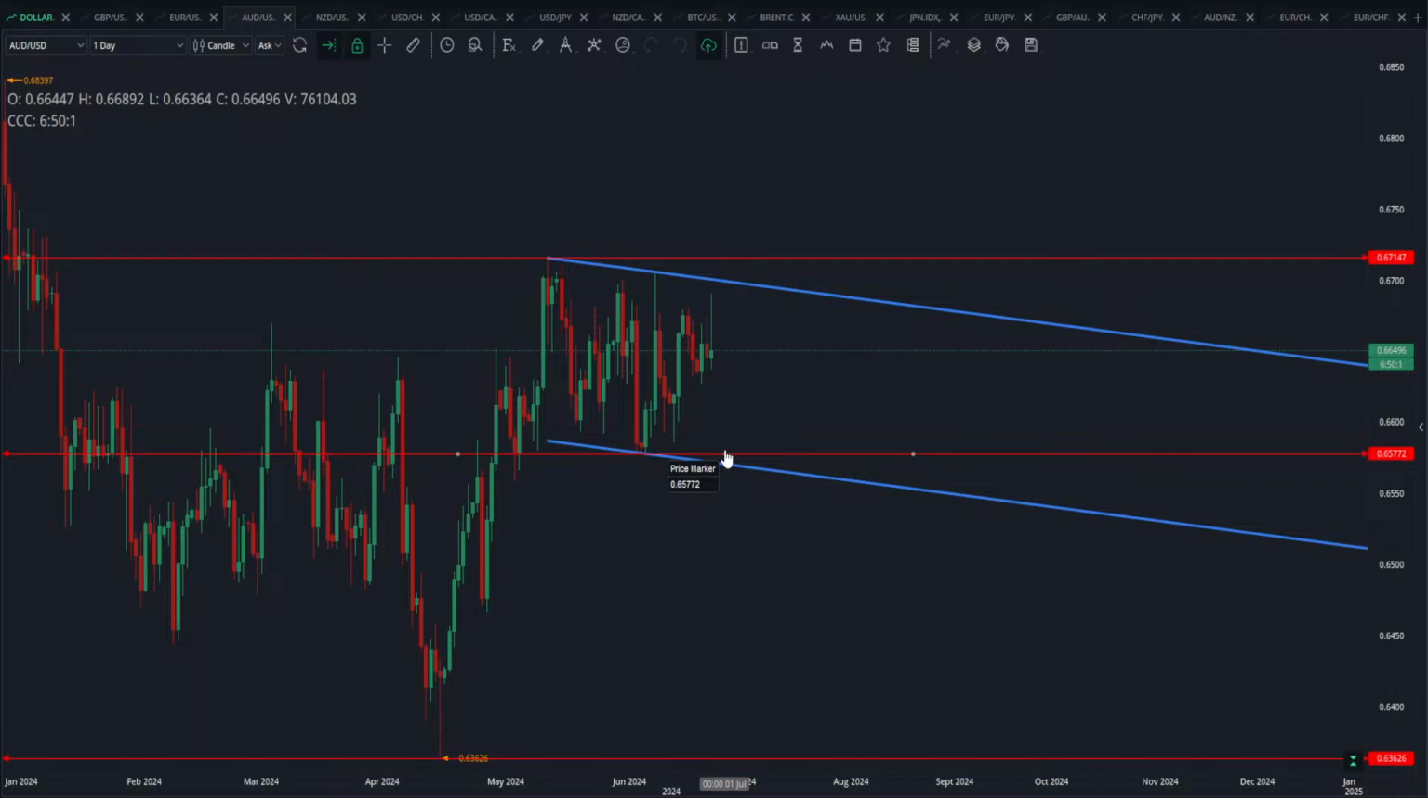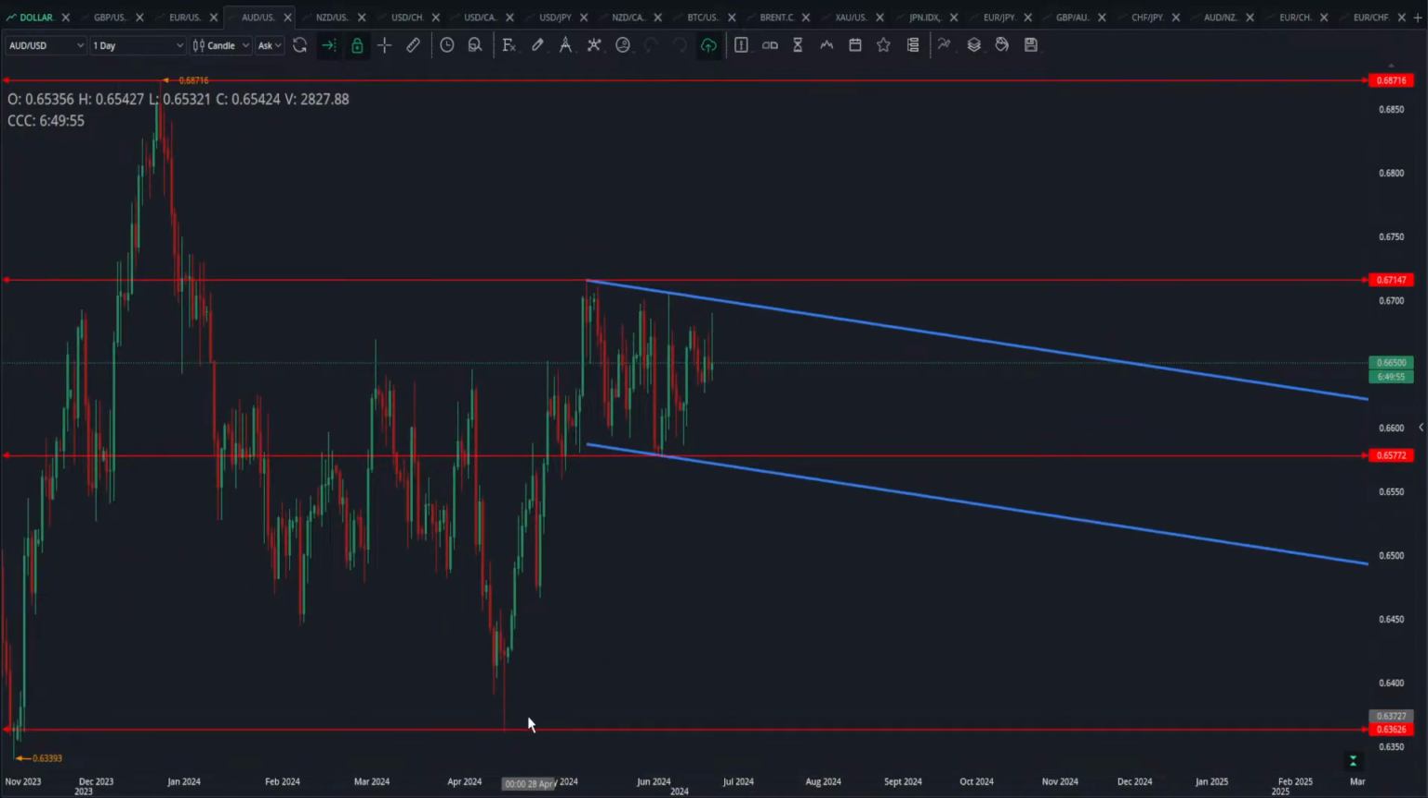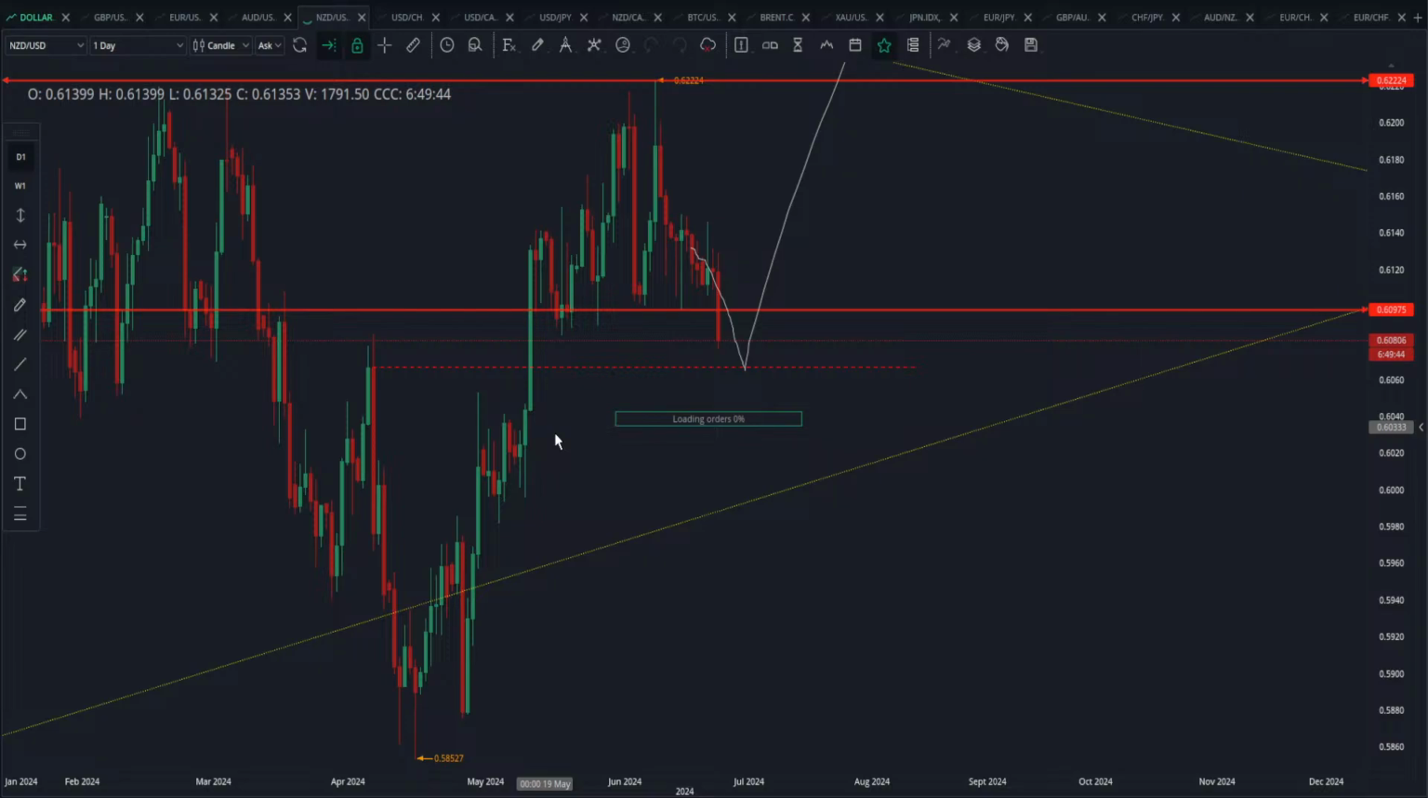Because if the price trades below this, then the selling will start in the Australian dollar, which I am not expecting. I think after this up run, there is a consolidation and eventually the price will find a reason to go up from here to the target of 0.6714. Let's see how things unfold in the future.